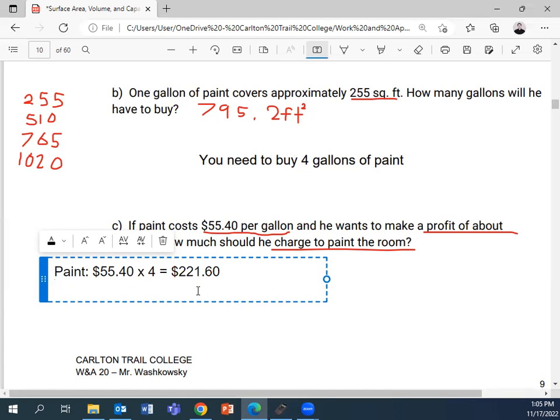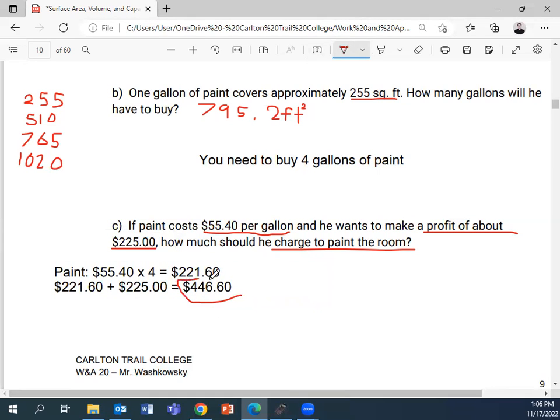So if I want to profit $225, don't I just take this, which is how much it cost me, and this, which is how much I want to make. Together, those form my cost, $446.60. Oops. So this is my answer. I'm going to circle it. This is how much I charge if I want to profit that much money.